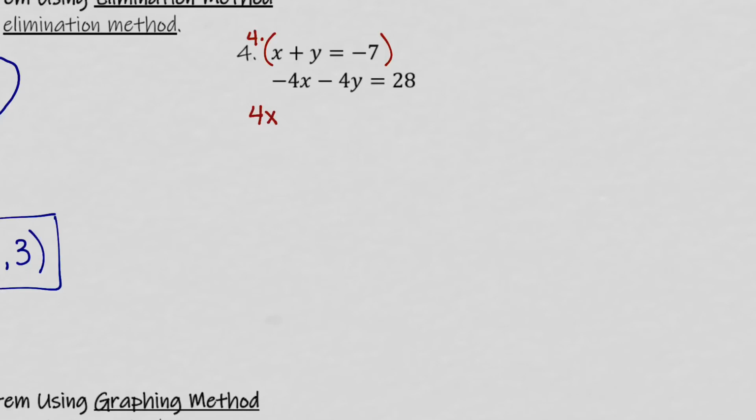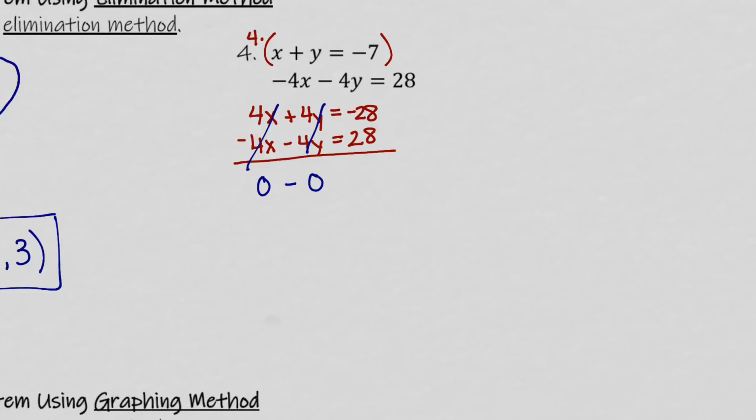So 4 times x is 4x, 4 times y is 4y, and then 4 times negative 7 is a negative 28. Okay, I left the second equation the same, so I'm just going to write it back out. Now I can add up the equations. Now when I add these up, well, that adds up to 0, that adds up to 0, and that adds up to 0. So I end up with 0 equals 0. That is a true statement, so that means this has infinite solutions.